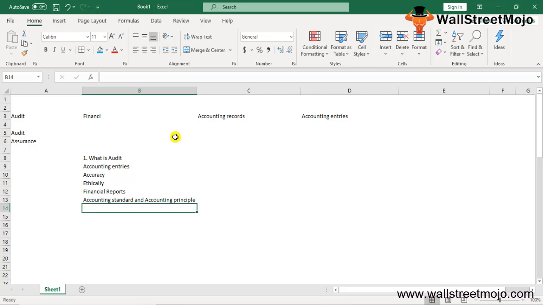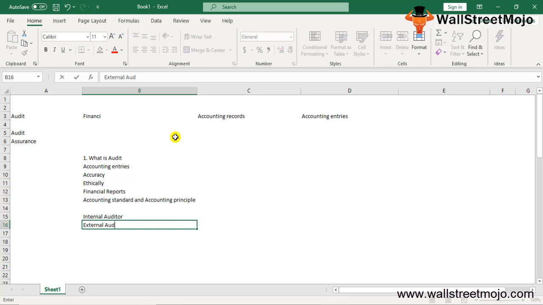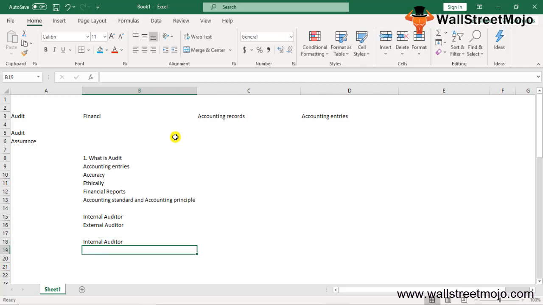These audits are conducted by the internal auditor and also the external auditor, who is an independent auditor. The internal audit is conducted by an employee of the company who belongs to the audit department. The internal auditor does audits frequently, checks the financial reports, whether they are as per the accounting standard and principle, and verifies whether the accounting record is accurate or not.